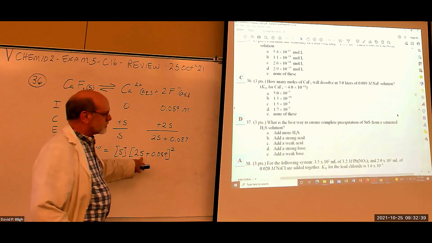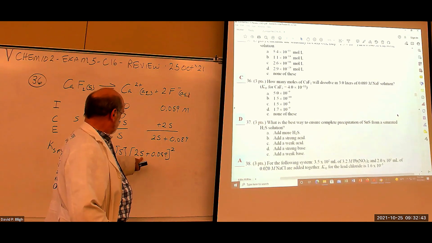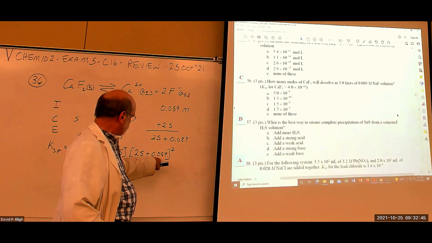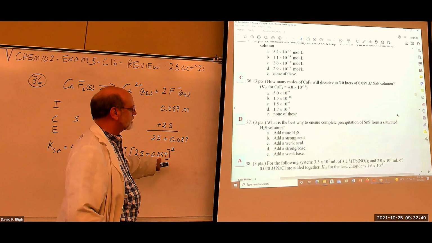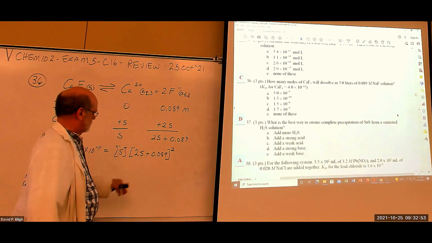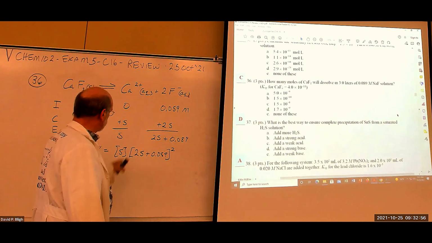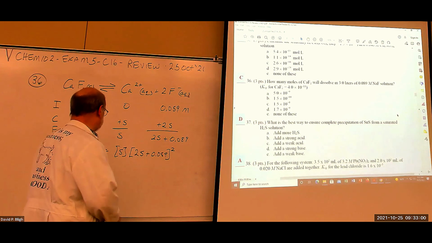This is going to be pretty small to begin with. Is it small in comparison to that number? That's the question. 10 to the minus 11. What would be the solubility without this stuff? It would be 4s cubed, right?